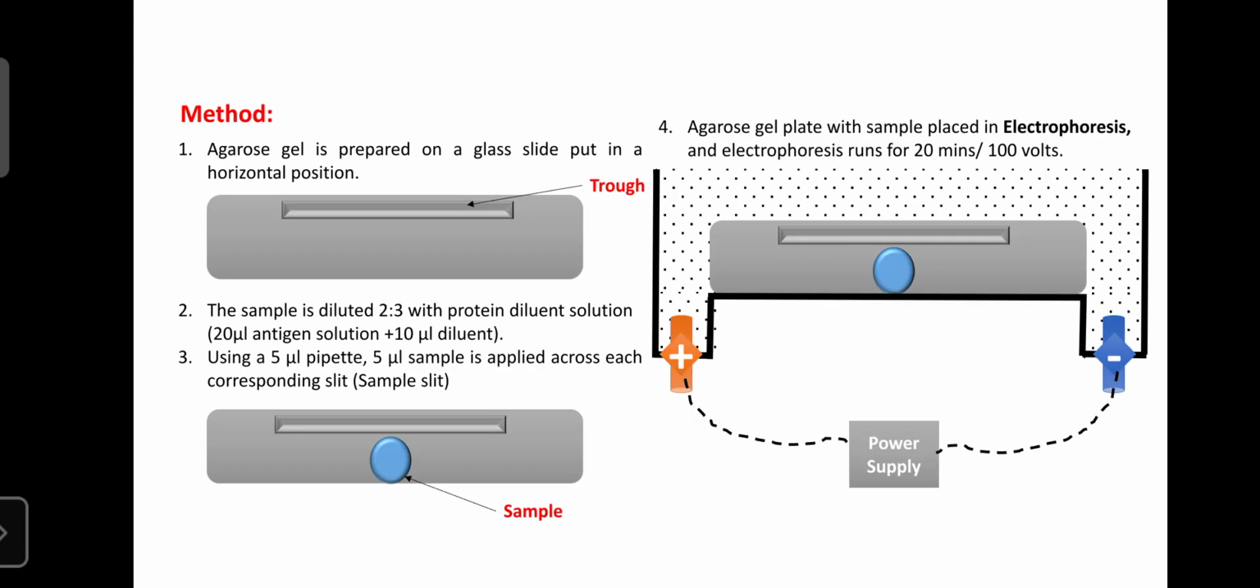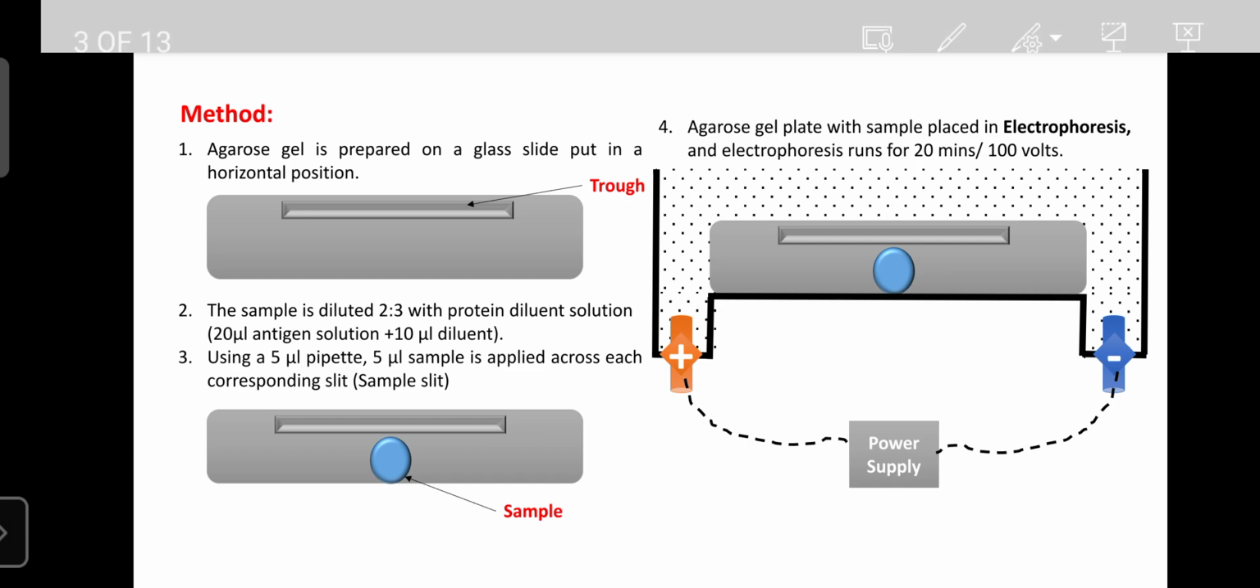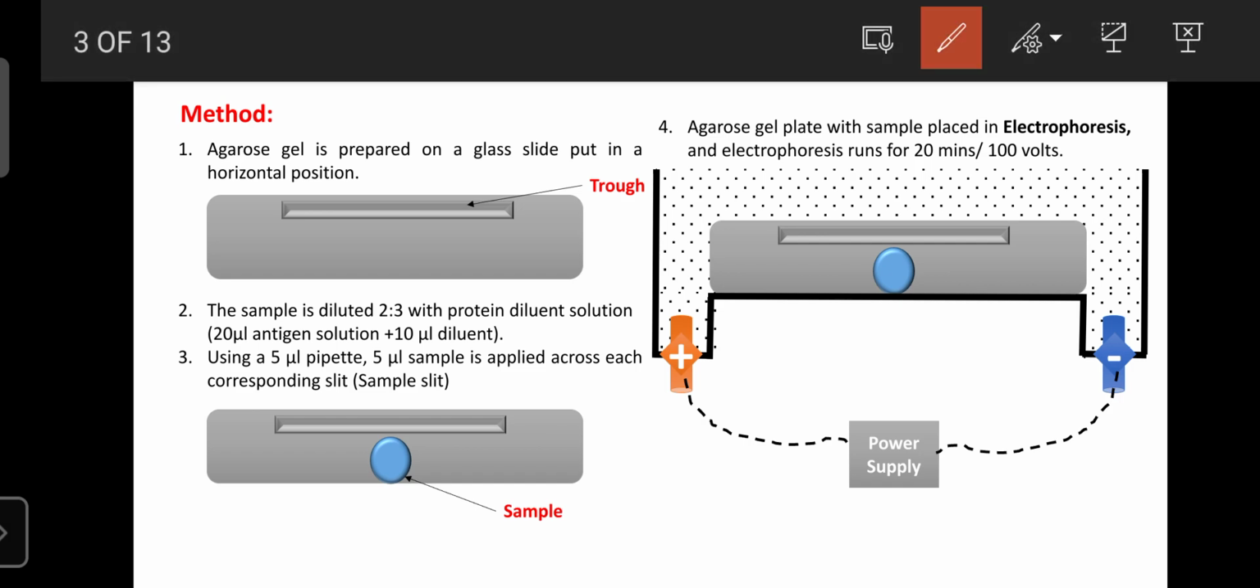Next, regarding the method. Dear students, first you should prepare the agar gel plate. This is the agar gel plate. You can prepare it with one glass slide coated with the agar gel. Here we are using agarose, because this agarose gel does not have any charge, so it cannot create any problem in the electrophoresis.